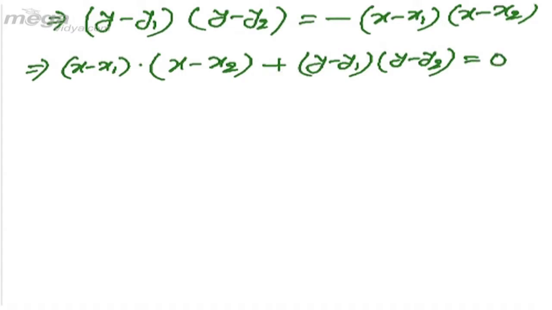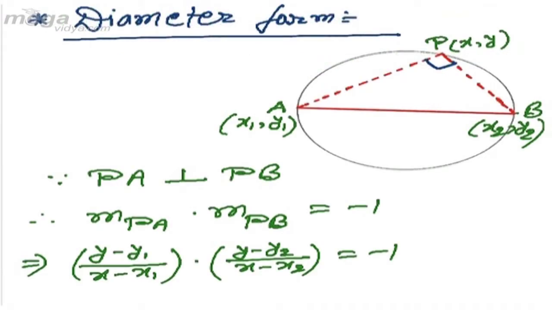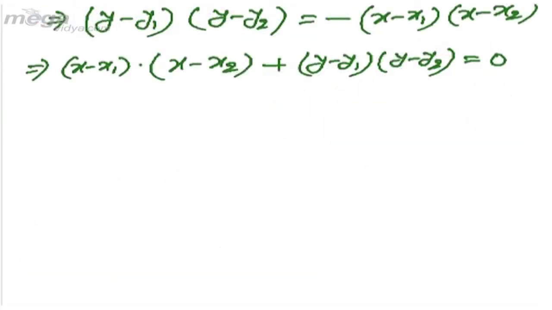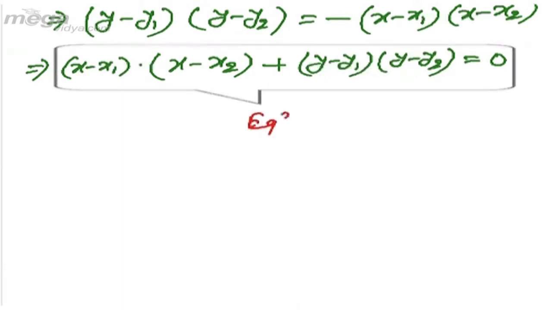This gives you an equation in the form of x and y involving x1 y1 and x2 y2, where x and y are the coordinates of the points lying on the circumference of the circle. Hence this will be the equation of the circle in the diameter form. So this is the equation of the circle.